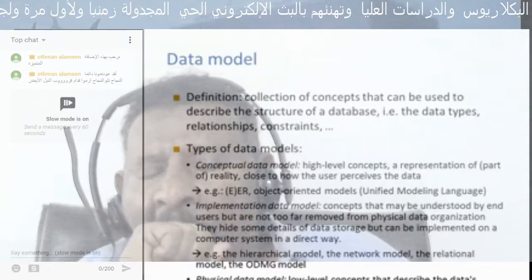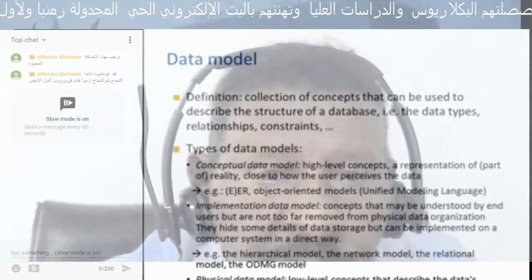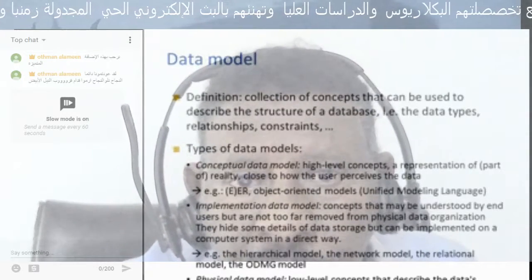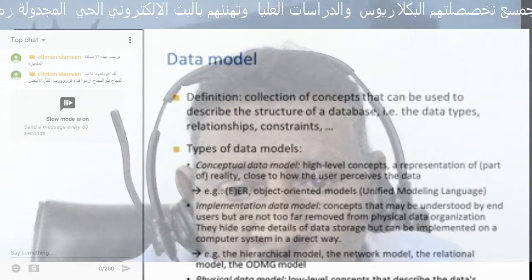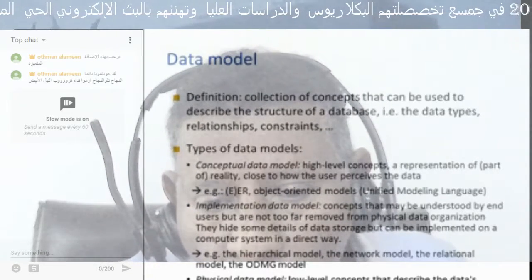Types of data models, well, we have the EER model. That stands for Enhanced Entity Relationship Model. We're going to extensively comment on that in due course. And object-oriented models. These are two examples of conceptual data models that we're going to come back to.